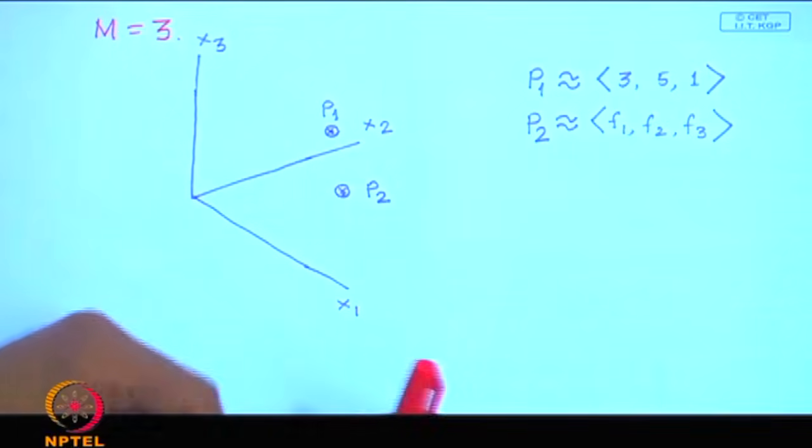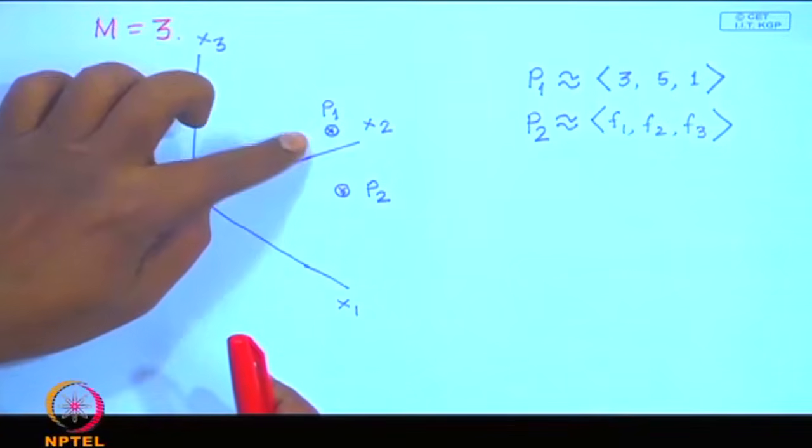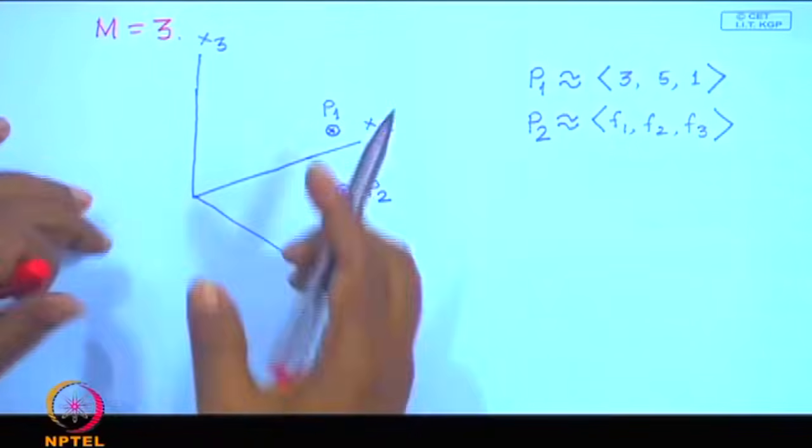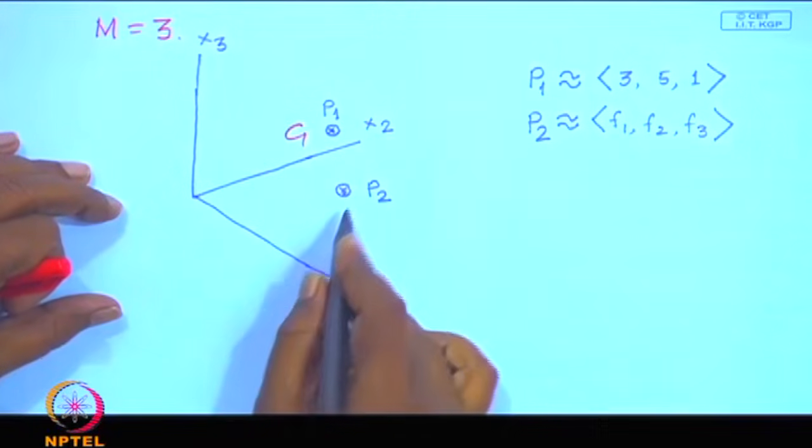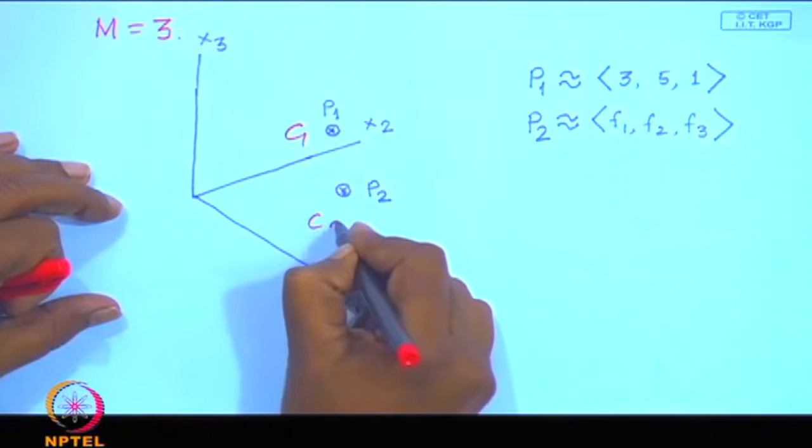Now, let us assume that this point P 1 and this point P 2 are patterns of two different classes, and these two patterns are known a priori. So, this point P 1 may come from a class C 1 and this pattern P 2 may come from class C 2.